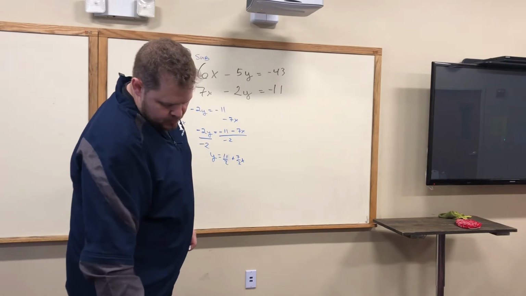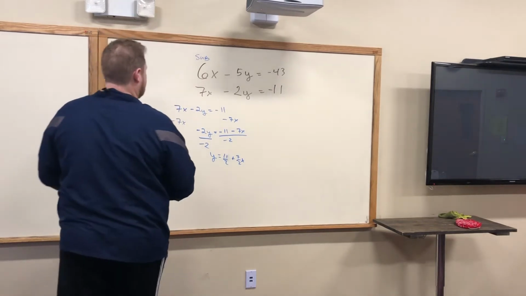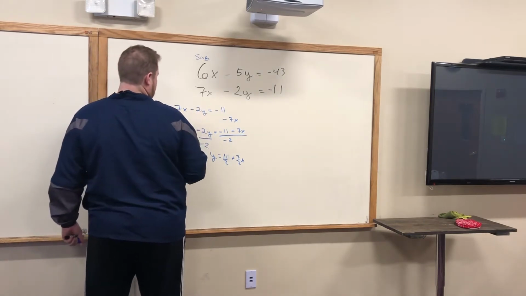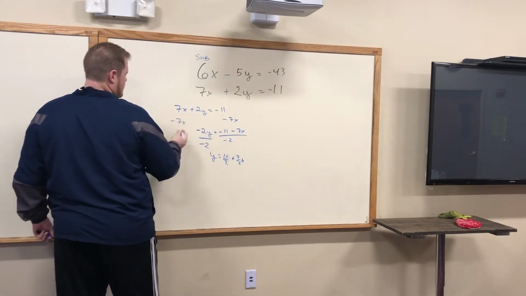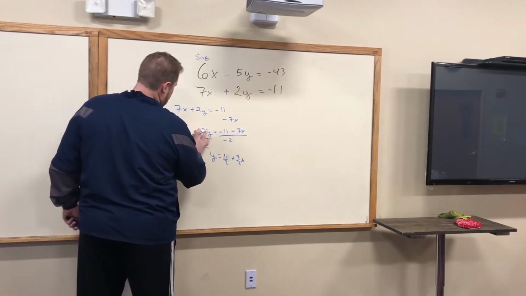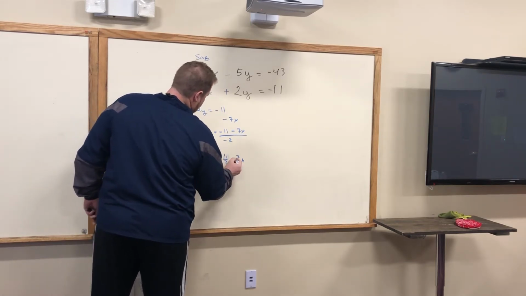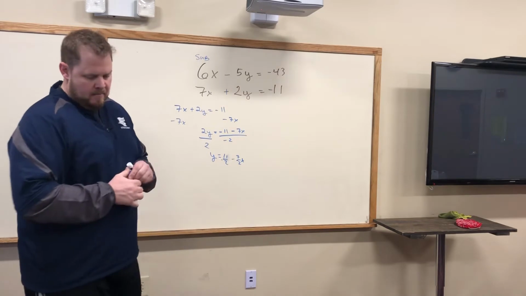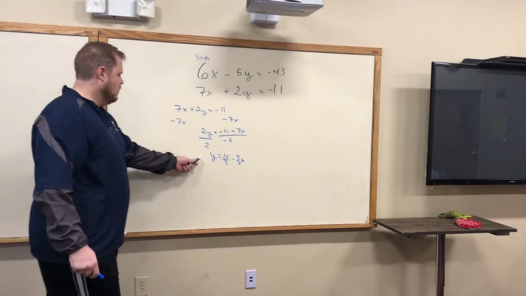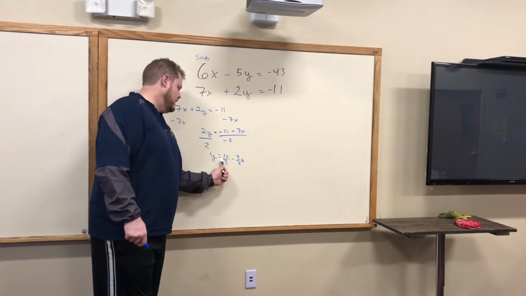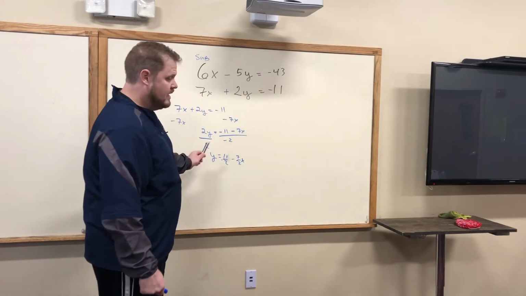Sorry, that's going to make a difference. I have this wrong. I subtract, so this is going to be negative, and that's going to be negative. I'm sorry, I made a mistake mathematically. So y equals negative 11 over 2 minus 7x over 2.